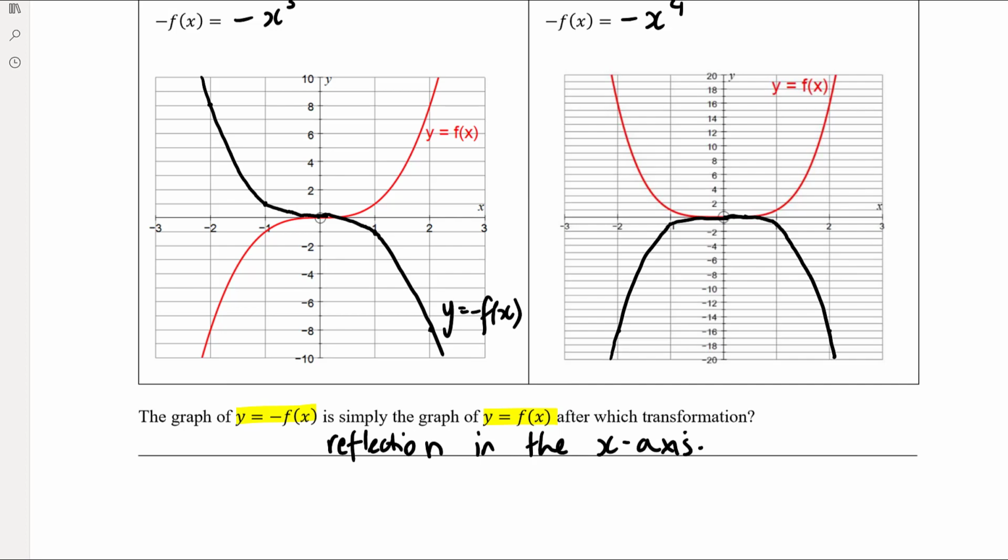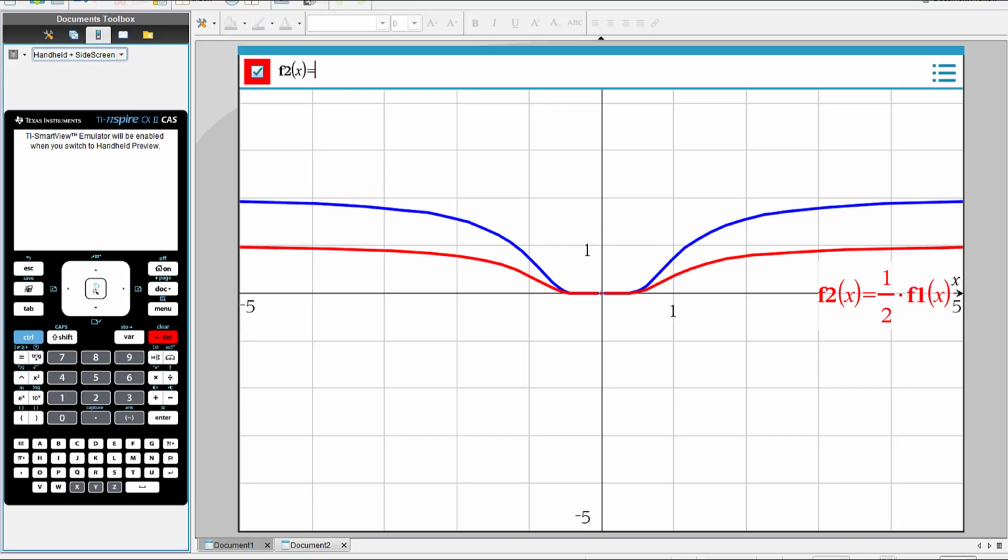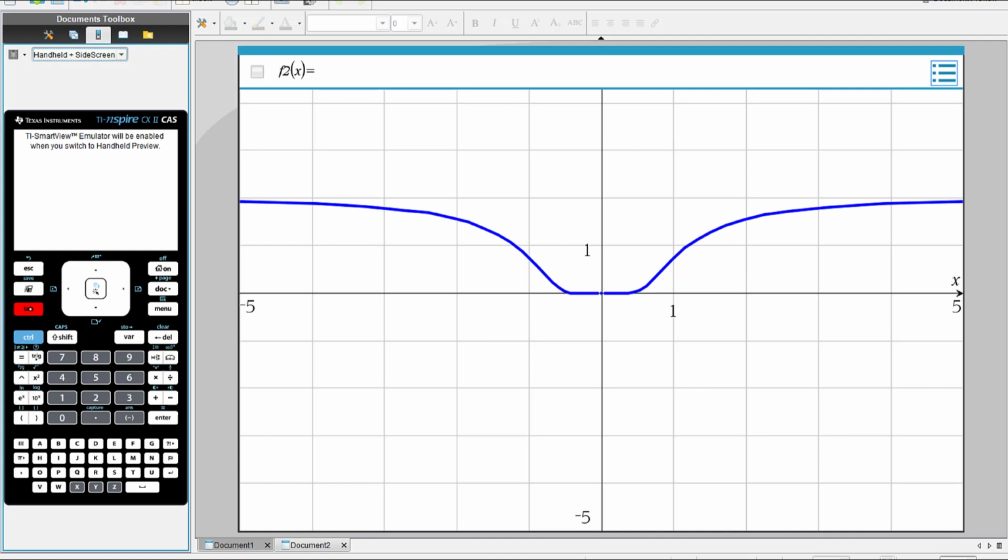So again, if we were to go back over to our graph here, and have a look at sketching negative f of x, remember the blue graph is f1 of x.